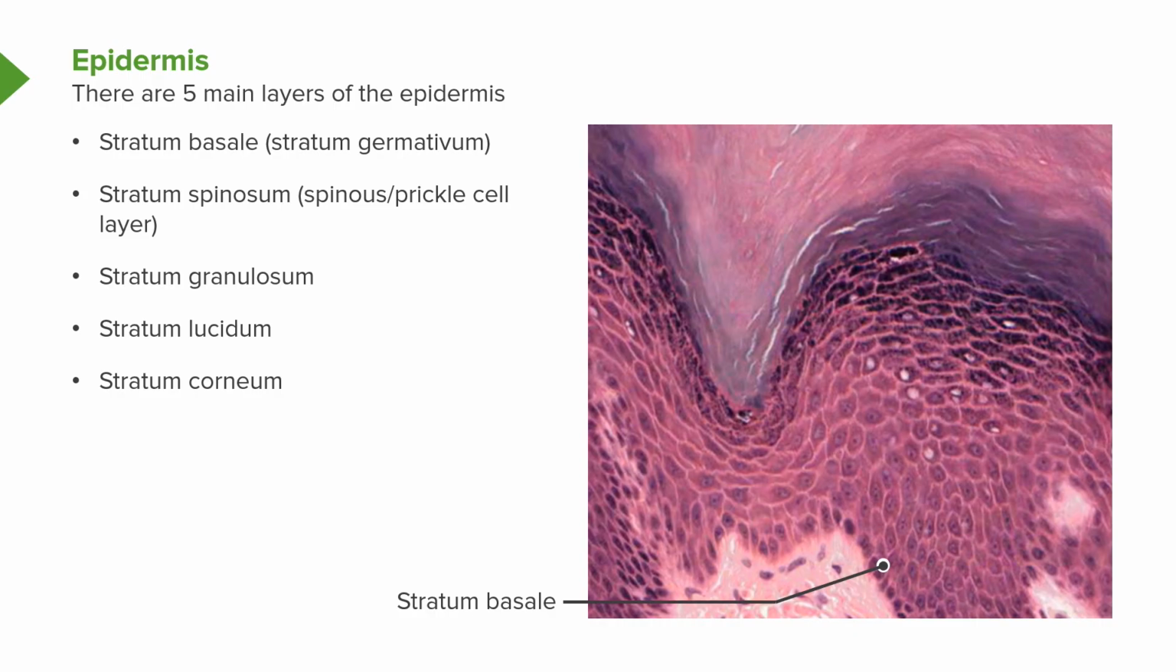Well, the nuclei of this stratum basale lie very close together, and that's because there's not a lot of cytoplasm associated with these cells. These cells divide constantly because skin is continually renewed. They divide constantly, and as they divide, they move towards the surface to form the other layers of skin.